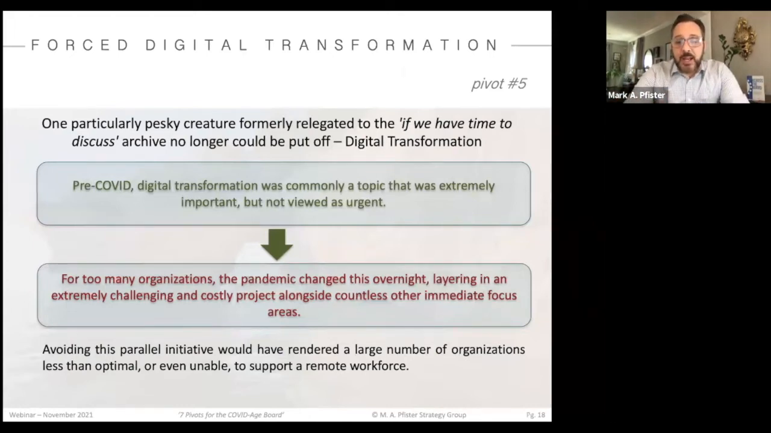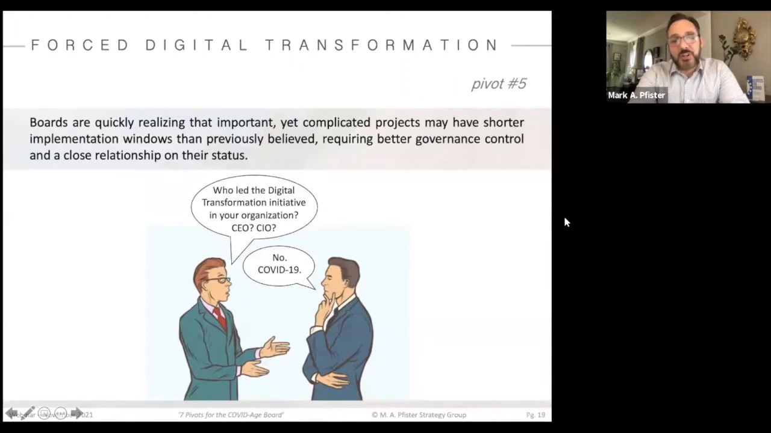And for many, it not only rendered a large number of organizations less than optimal, some of them were actually unable to support a remote workforce. So maybe some of those on today's webinar experienced this, where they went not only a few days, but possibly a few weeks where they did not have the ability to work remotely for the organizations that they were employed by. This is truly a miss by the board and a miss by the organization, especially as it relates back to the risk area and the risk mitigation areas of an organization. So this forced digital transformation really became a topic of boardrooms very quickly.